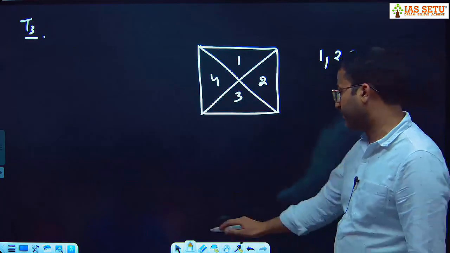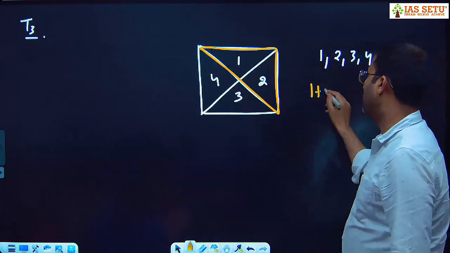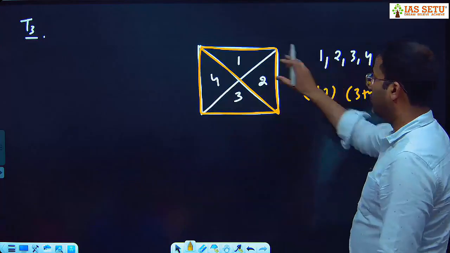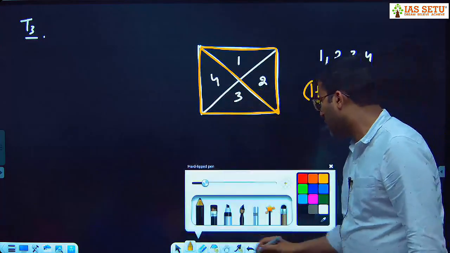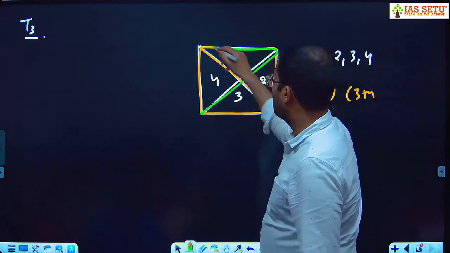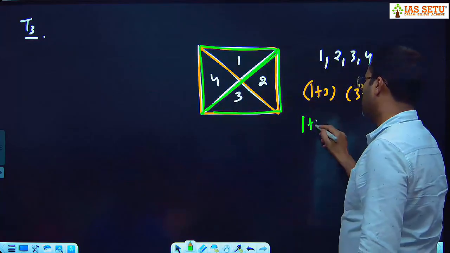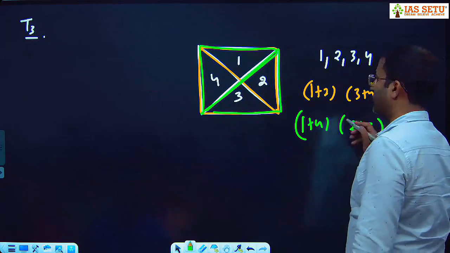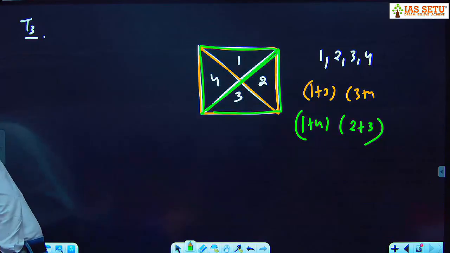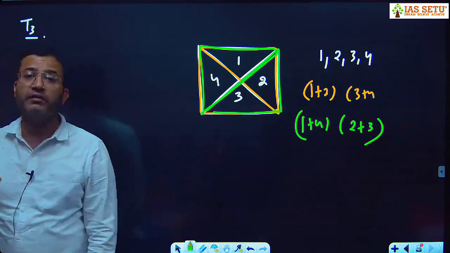Then you take 2 at a time. Can you see 1 plus 2? 3 plus 4. This is one triangle, this is one triangle, but here if you check, we have this also: 1 plus 4 and 2 plus 3. So if we have a box, inside that box we have a cross like this, we have a total of 8 triangles.